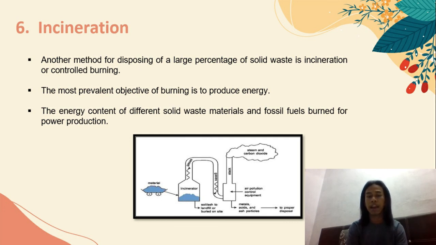First, material are put inside the incinerator and the gas flowing through the pipe goes to the next tank. Steam and carbon dioxide are going through the top of the hole, and metal, acid, and ash particles are going through to the bottom side.